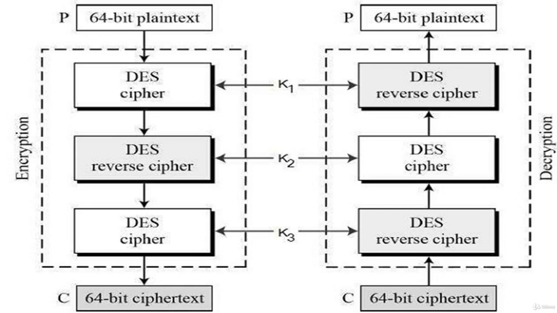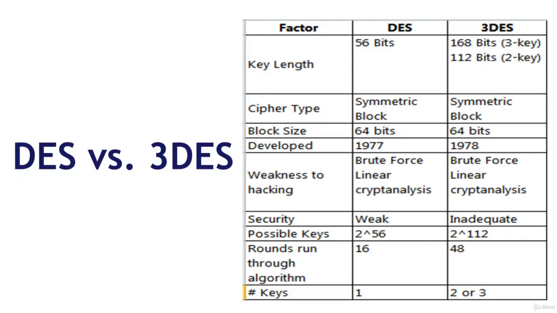Now let's compare and contrast the data encryption standard with triple DES. The key length for DES is 56 bits. With a 2T triple DES, the key length is 112 bits. 3T DES is 168 bits. They are both symmetric and block ciphered. The number of keys required is 1 for DES and 2 or 3, depending on which one you're using, for triple DES.